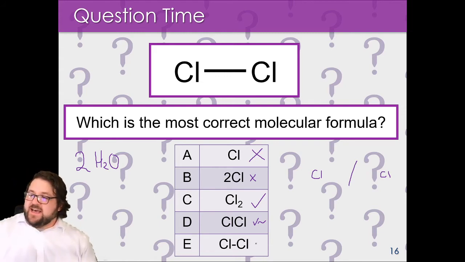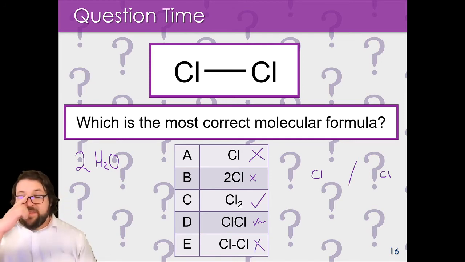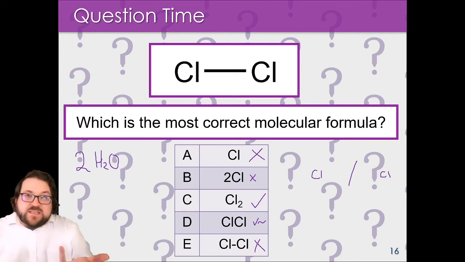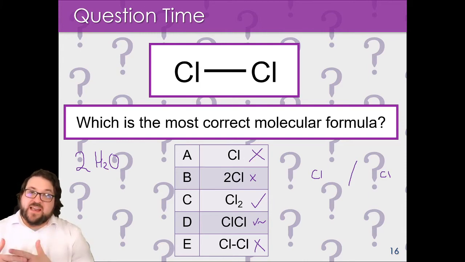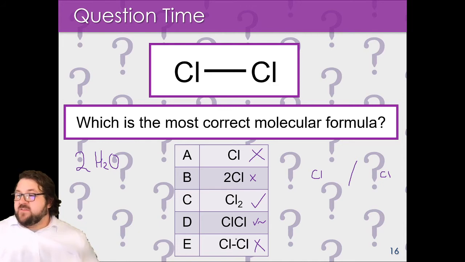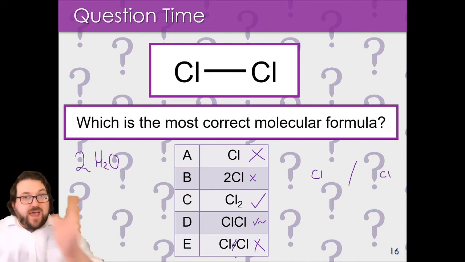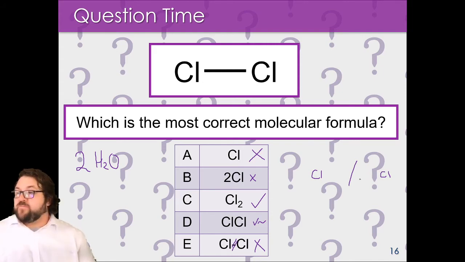Finally, E, is that one correct? No, it's not, because that is showing the structure. And that's the difference. This is a molecular formula. It's telling you what atoms are there in this compound. The structural formula tells you how they're connected. So here, I don't need any covalent bonds in any molecular formulae. You're just going to write how many atoms there are themselves.